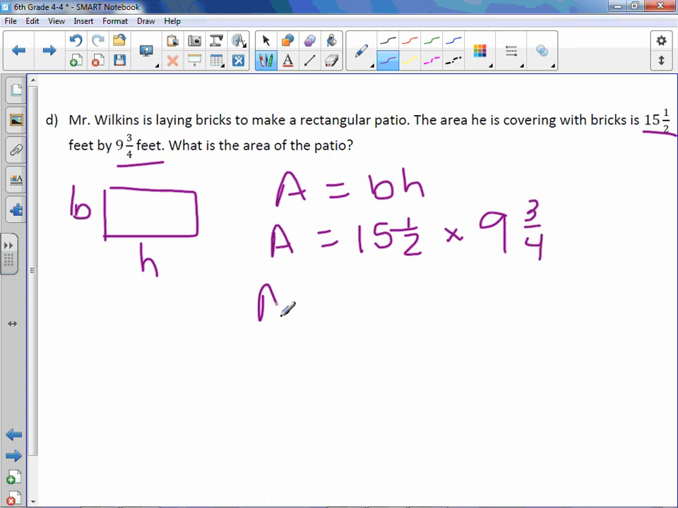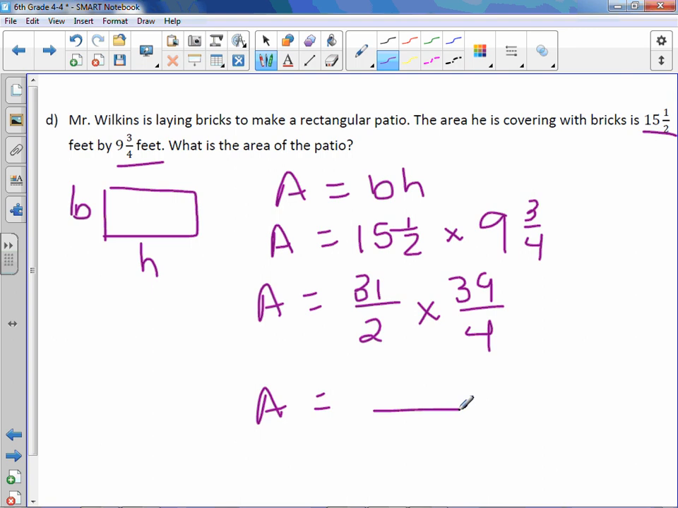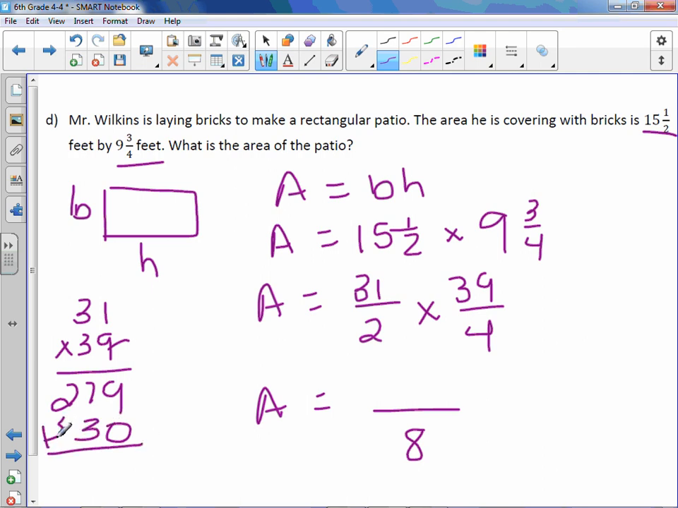15 1/2 is 31 halves. 9 3/4 is 39 fourths. Multiply across. Well, the denominator is 8, but we have to do 31 times 39. We have 9 and 27. Cross it off, put a placeholder. 3 and 3. Add them up. 9, 10, and 6. So this is 609.